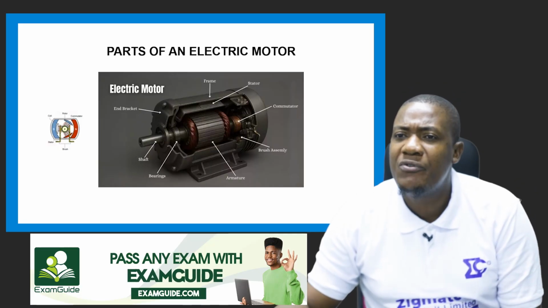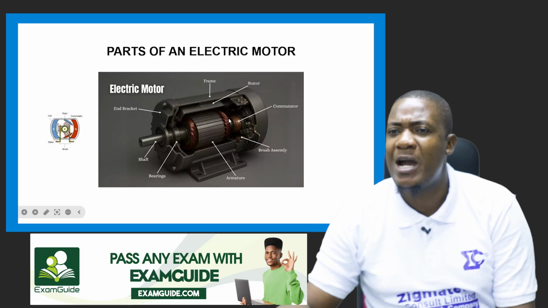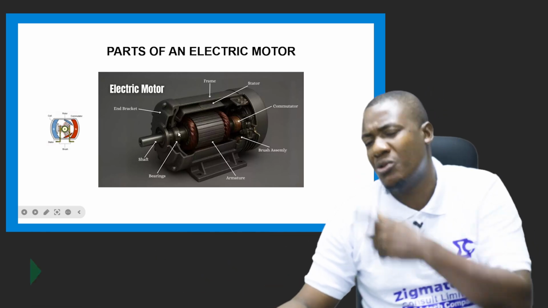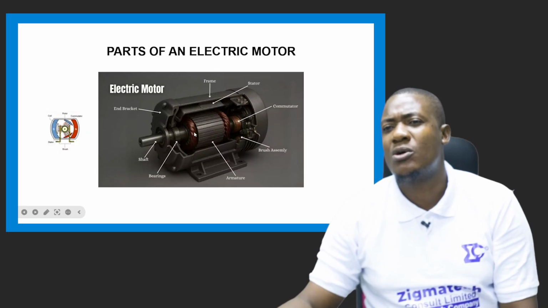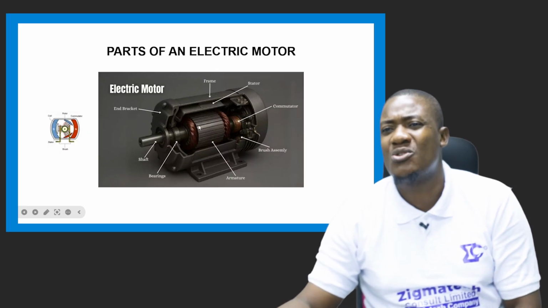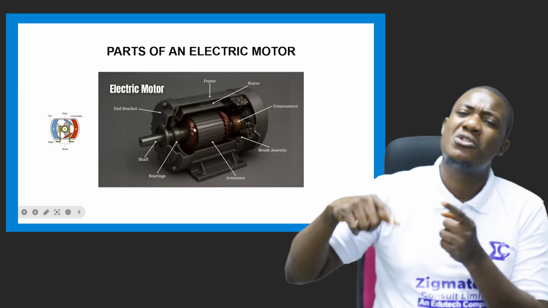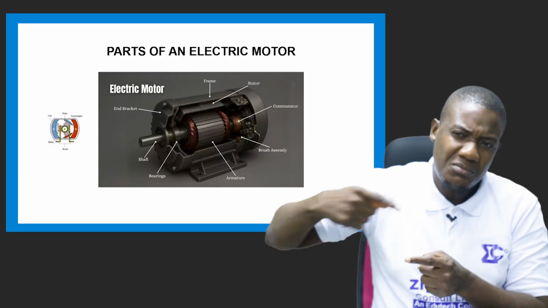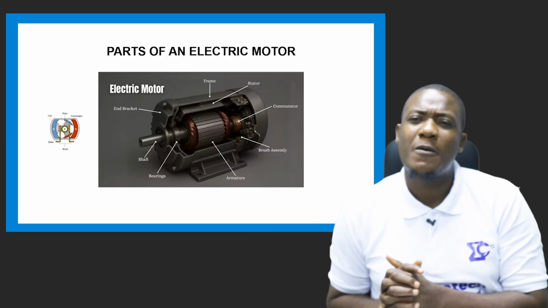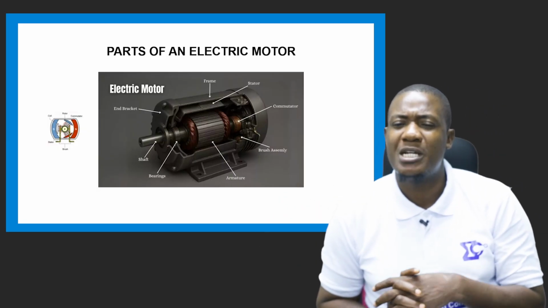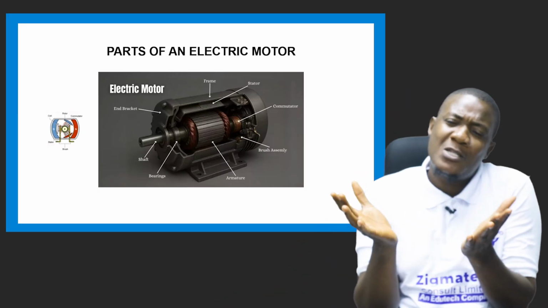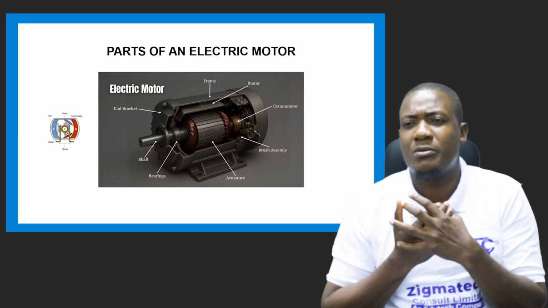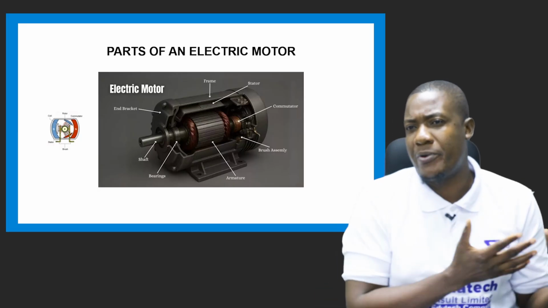So this number of wires here is to increase the rotation of this coil. The more turns you have of that wire, the faster the shaft rotates. That is the simplest way I can explain the electric motor to you and how it operates.